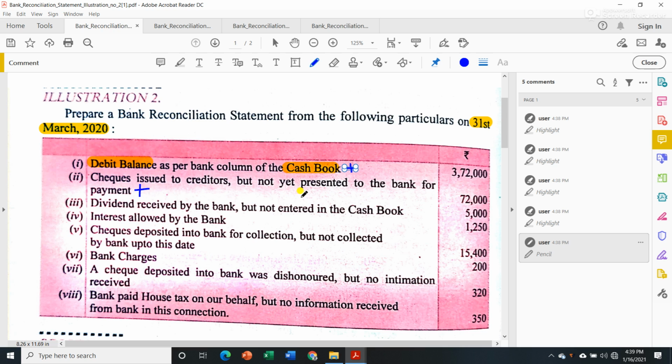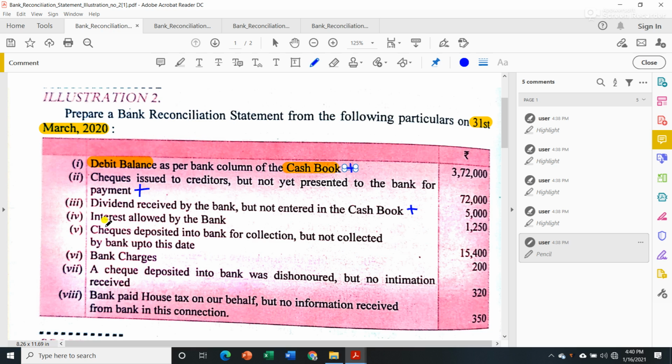So after adding this 72,000 in our cash book, we will have the passbook and cash book's balance equal. Then next point is dividend received by bank. It means we received some amount as dividend in our bank account, but we have not entered it in the cash book, and as a result our cash book will show less amount. Since the passbook has already recorded it, our passbook will show 5,000 more than our cash book. So in order to equate, we have to bring up the cash book balance. That means we have to add this 5,000.